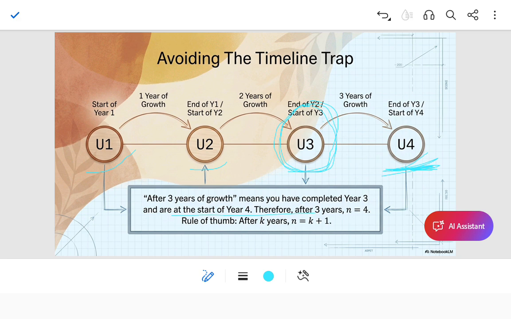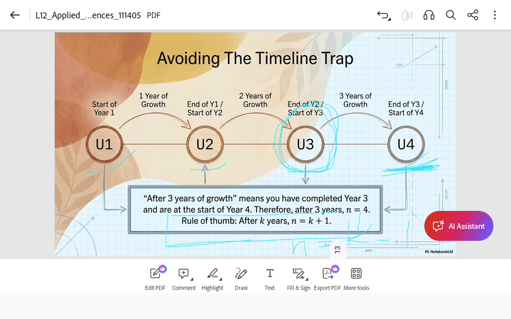To remember: after K years, N equals K plus 1. If we say before the 3rd year of growth, it means we have not gotten to the 3rd yet. We are still in the 2nd, so N would be equal to K minus 1. If you don't use the exact year, please consider that before and after are two different things.